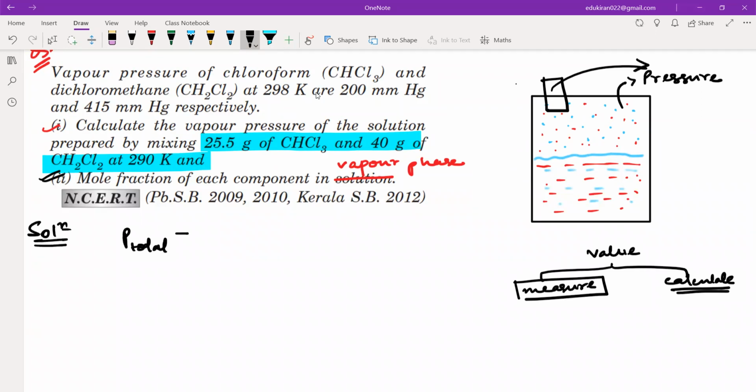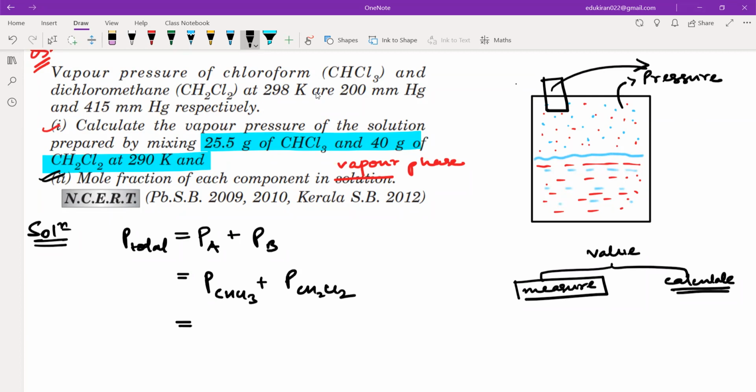So also we know that P total is equal to the partial pressure due to A and the partial pressure due to B. Now here, let us take PA as the partial pressure of the given CHCl3, and PB as that of CH2Cl2.